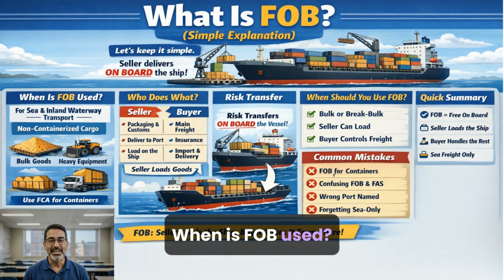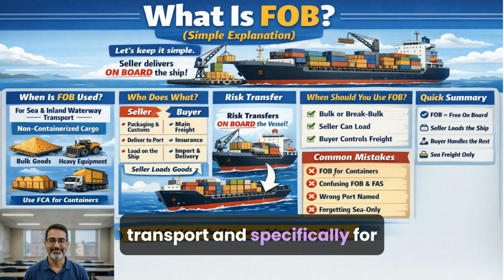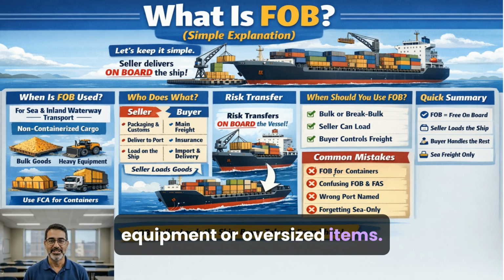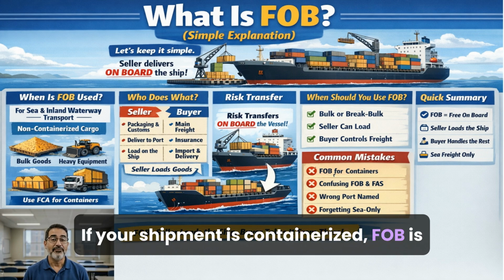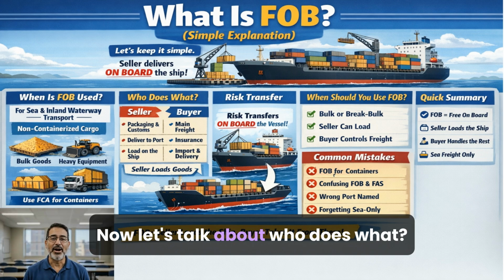When is FOB used? FOB is used only for sea or inland waterway transport, and specifically for non-containerized cargo, things like bulk goods, break bulk, heavy equipment, or oversized items. If your shipment is containerized, FOB is the wrong choice. Use FCA instead. Now let's talk about who does what.